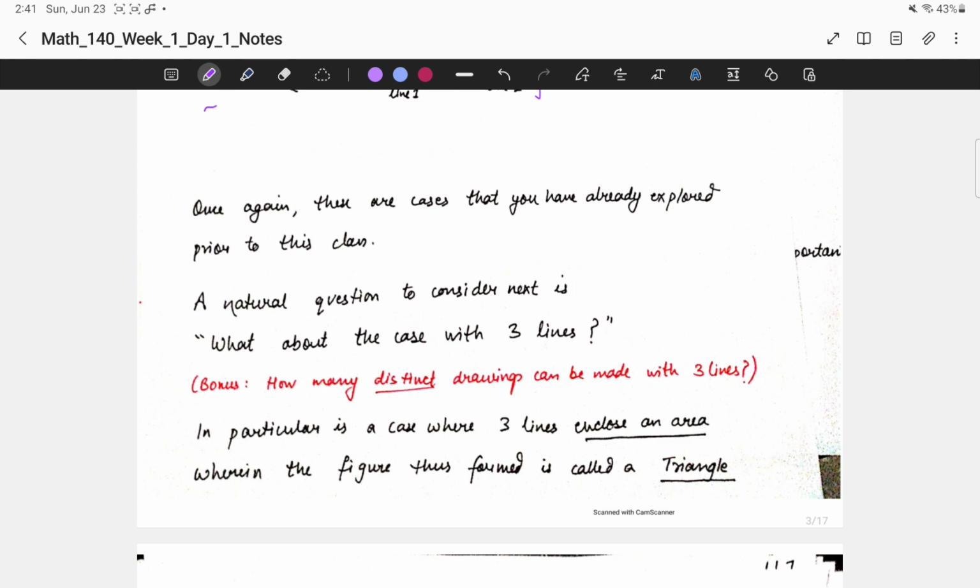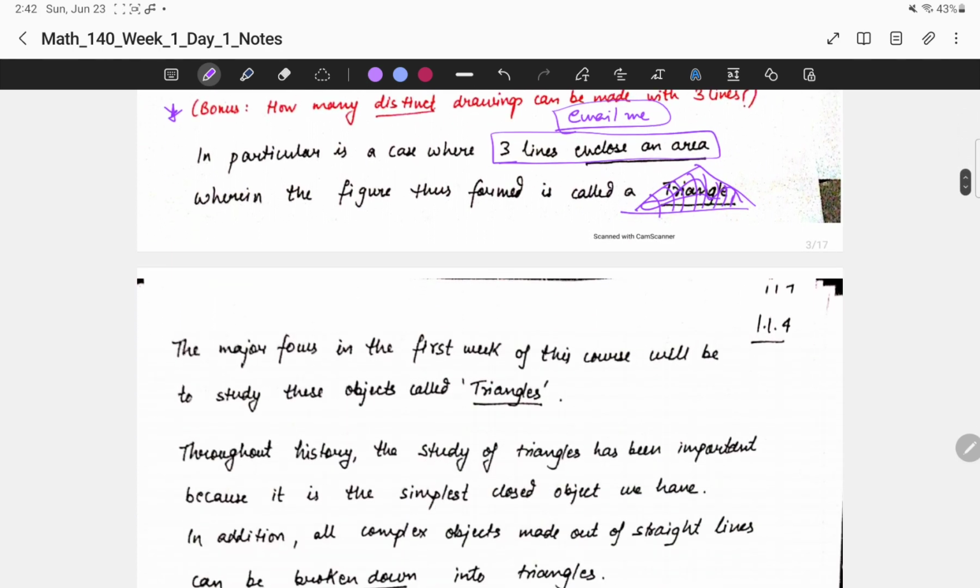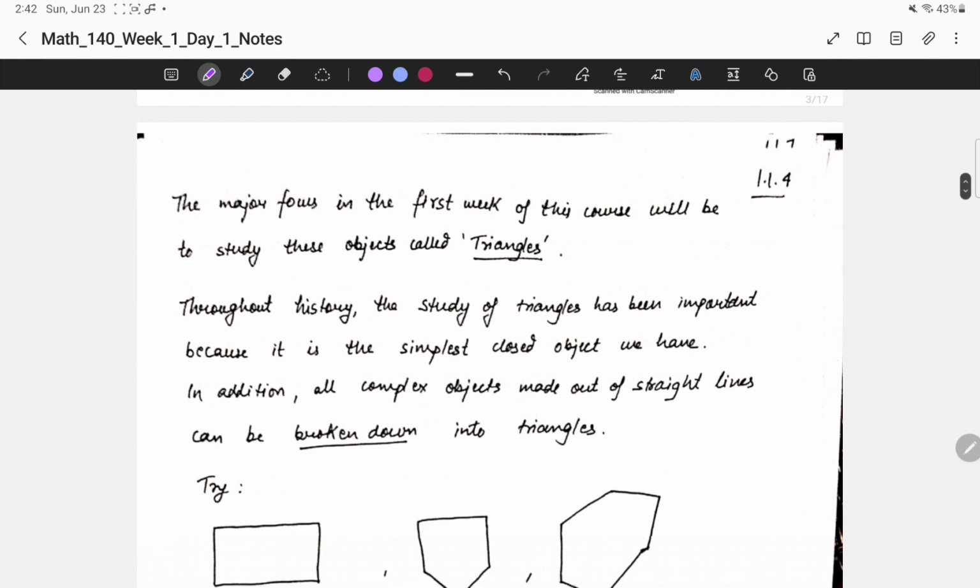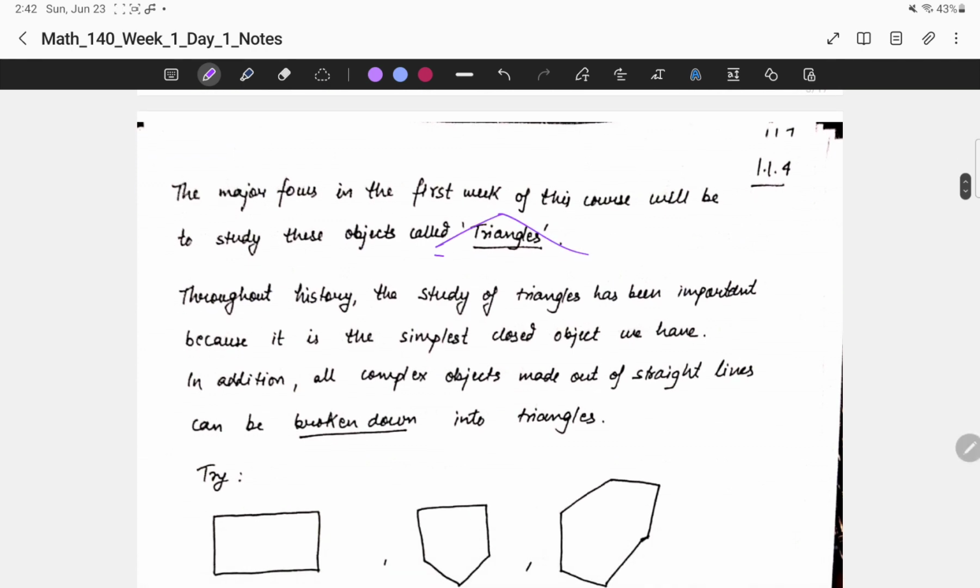Here's a bonus question. How many distinct drawings can be made with three lines? Now when you look at these drawings, there's going to be one particular case where three lines enclose an area and a figure is formed which is given a special name, which is called a triangle. So the major focus of the first week of this course will be to study these objects which we call triangles. Now why are they important?